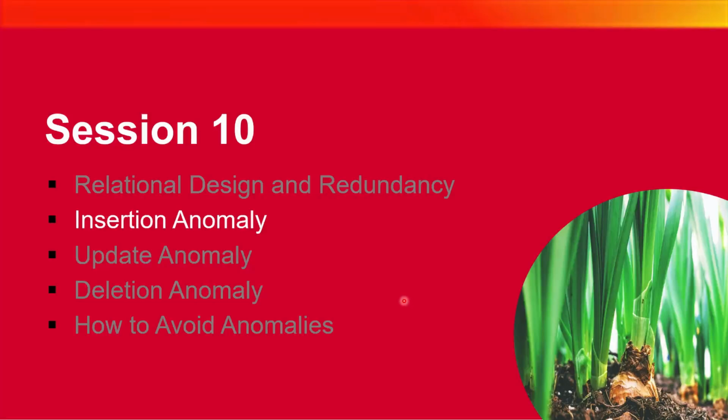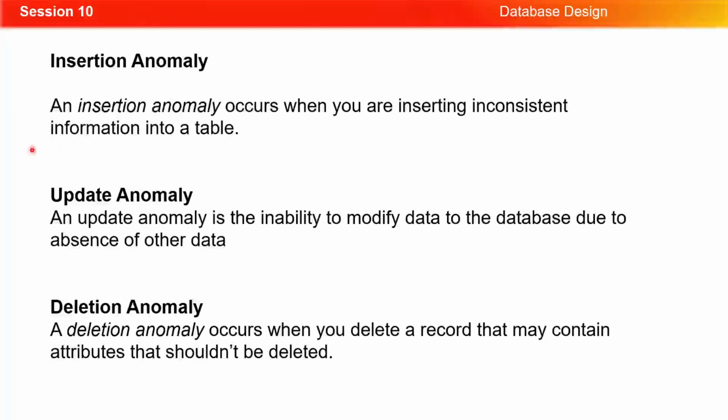Welcome back to this video. This is video 21 of our Introduction to Database Design course. We are still in session 10, and in this video we are going to discuss the data insertion anomaly. An insertion anomaly occurs when a user or an application is inserting data into a table with either null or inconsistent information, and an error is returned by the application. It's usually with very unclear next steps.